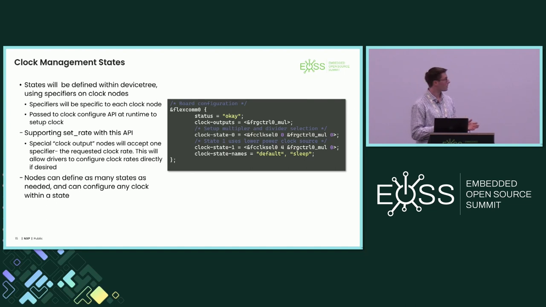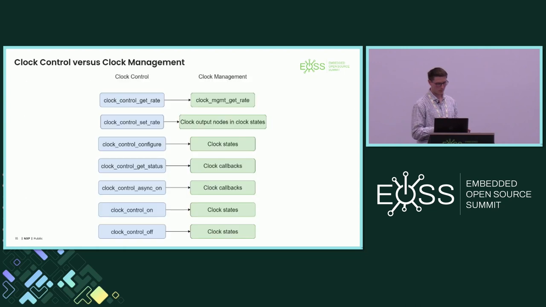So now I wanted to look at how we would migrate here and check in to see what is supported and if there's anything we're missing. So clock control get rate, that's a given. We have support for that. It's basically a one-to-one mapping.